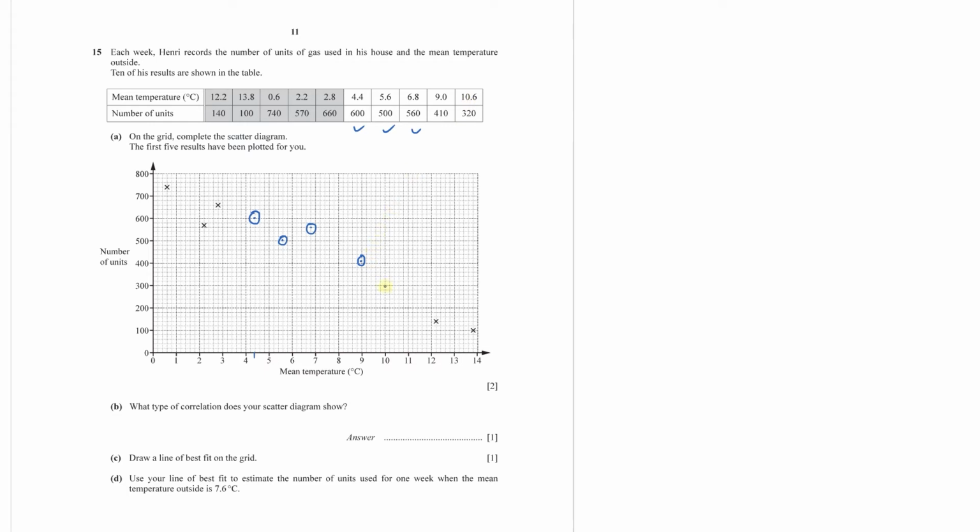So this is 10, 320, this is 10 and 300. So you have to go till 10.6. So 10.2, 10.4, 10.6, and then 320 is one line above, one small block above. So this is 320 and 10.6.